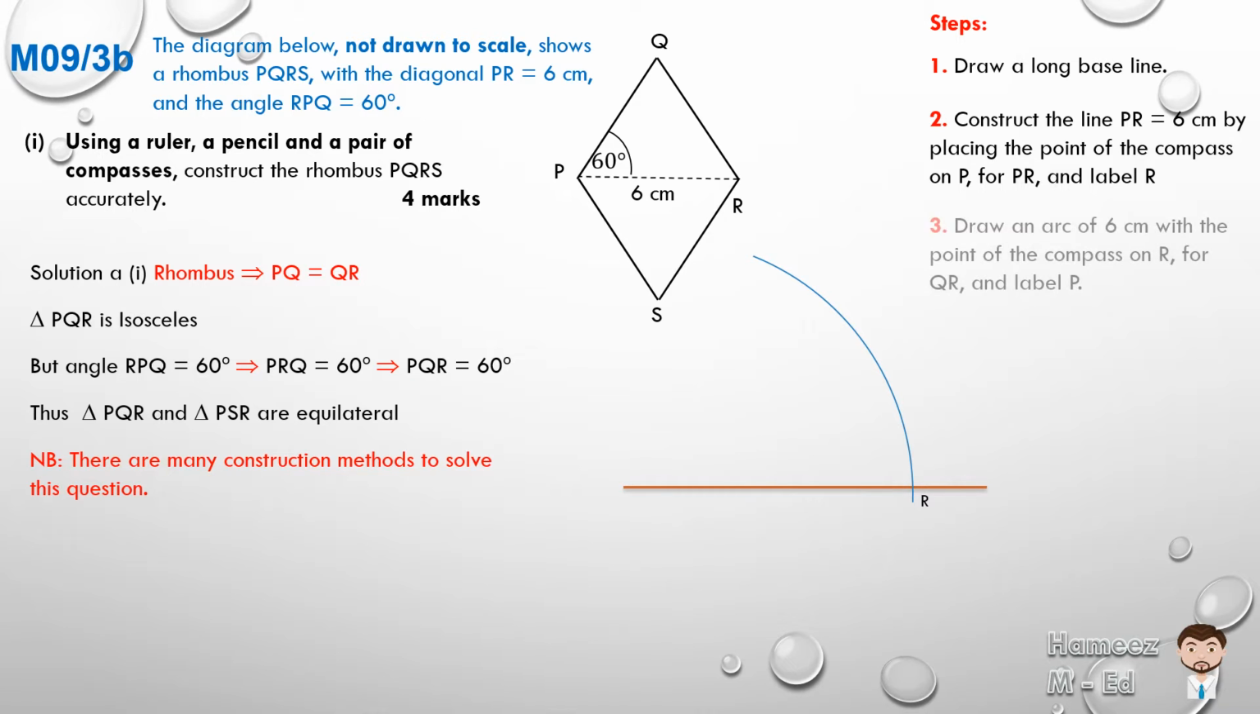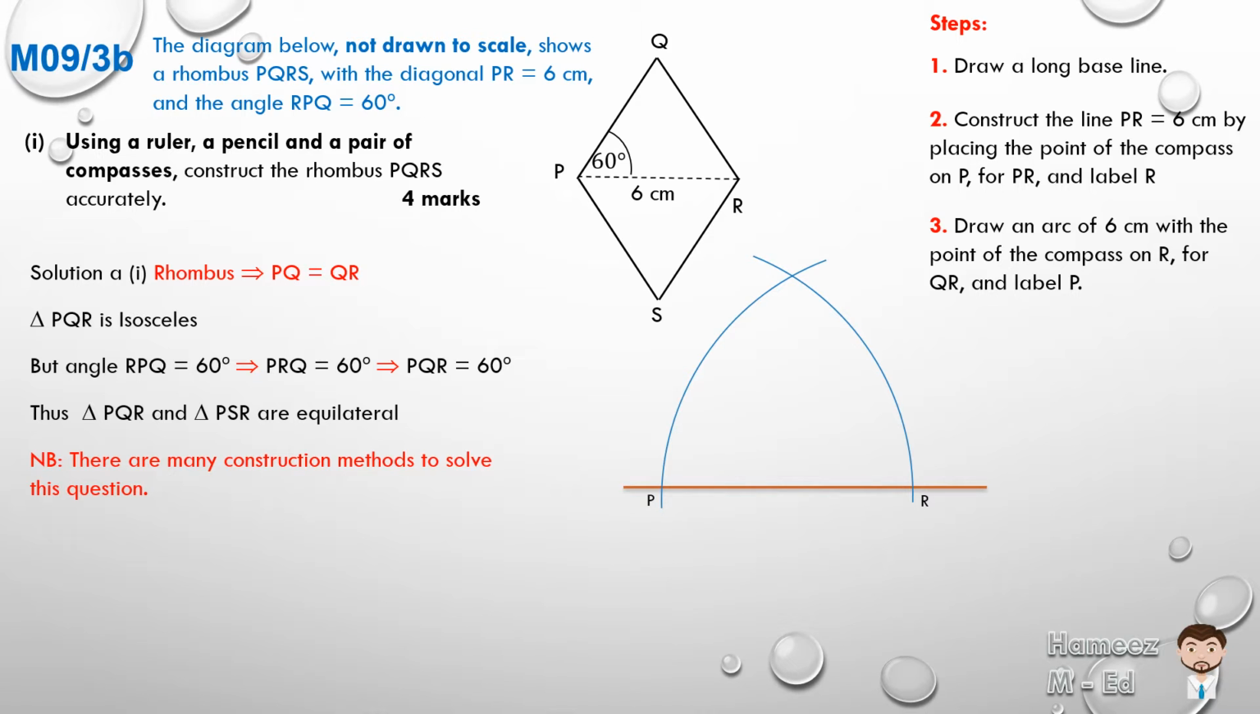Now part 3, draw an arc of 6 centimeters with the point of the compass on R for QR. So that will give us the other arc, also in blue on the left hand side, and we label the point where the arc meets the red line, the baseline, as P. So we have PR, and that is 6 centimeters. You can double check it with your ruler now.